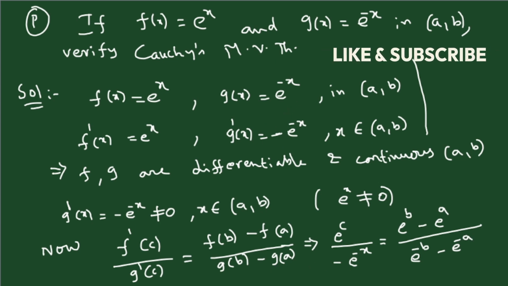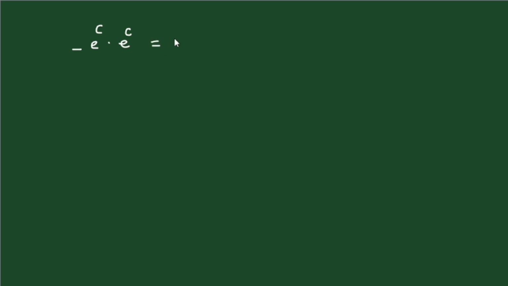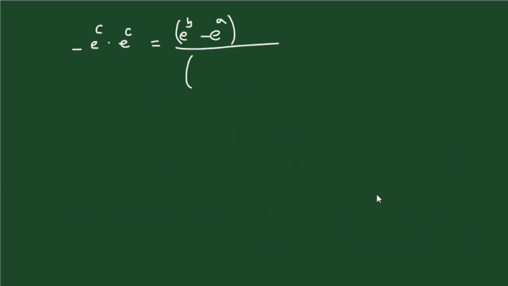Right. So from this we can write minus e power c into e power c, because we have e power minus c in the denominator. Therefore, you can write this as minus e power c into e power c, as e power minus c will come to the numerator, equal to f of b is e power b minus e power a, divided by this e power minus b can be written as 1 by e power b, and this can be written as 1 by e power a. So you can write 1 by e power b minus 1 by e power a.